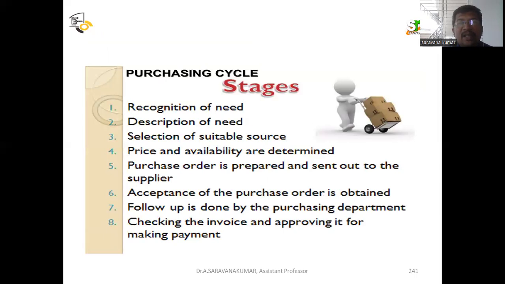So what is the purchasing cycle? There are some stages in the purchasing cycle. First, recognition of need, description of need, selection of suitable source, price and availability are determined, purchase order is prepared and sent out to the supplier, acceptance of the purchase order is obtained, follow-up is done by the purchasing department, because follow-up is necessary, and checking the invoice and approving it for making payment. We will see them one by one.